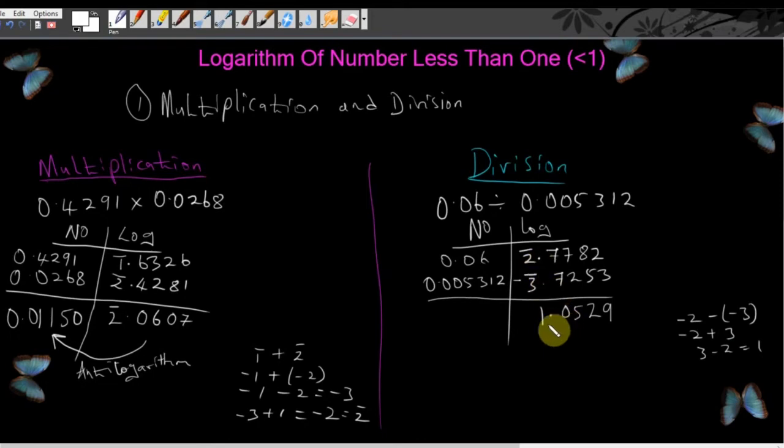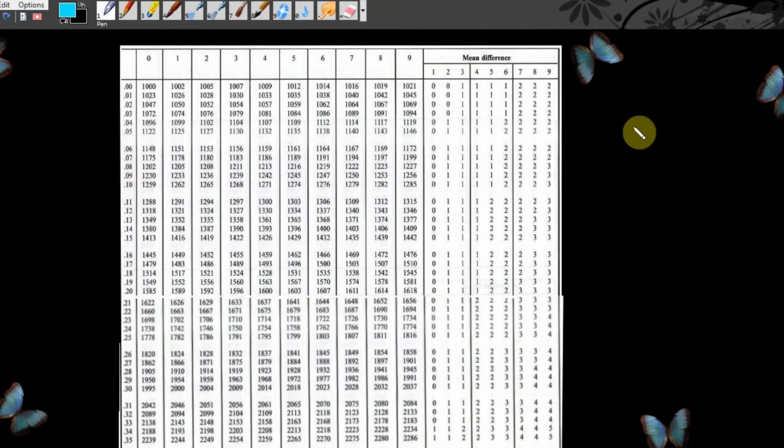The decimal comes down. So this time for anti-logarithm. Go to the anti-logarithm, look for the anti-logarithm of this number. Okay, we are looking for the anti-logarithm of 1.0529. Now look for 0.5 under 2 different 9. This is the 0.5. Under 2 you are having 1127. Write it, 1127. What is the difference?